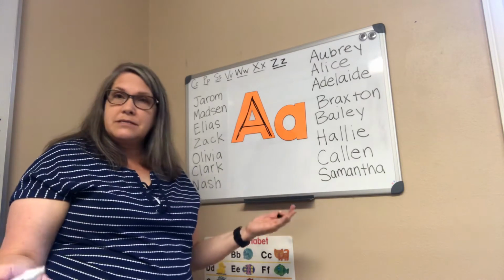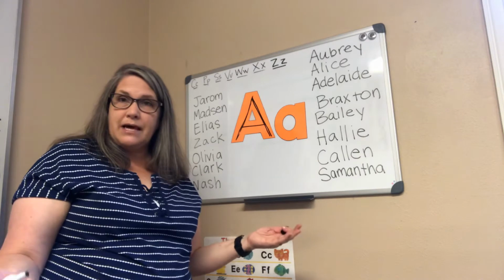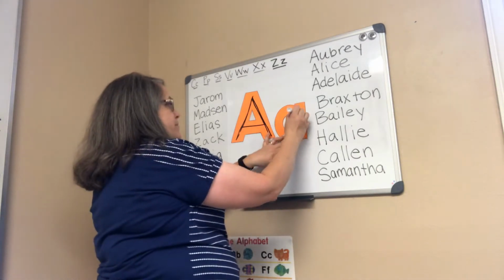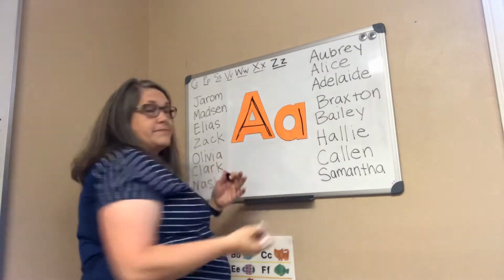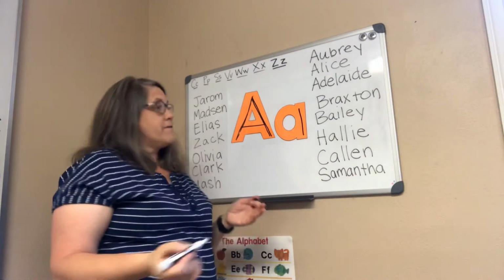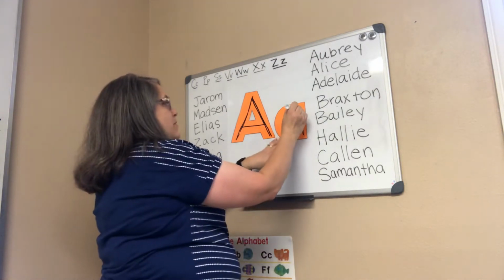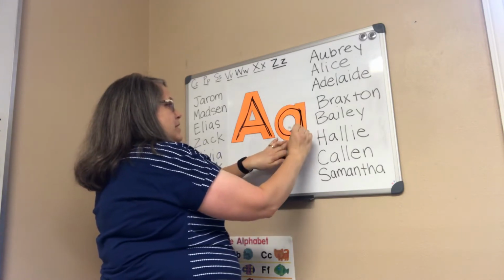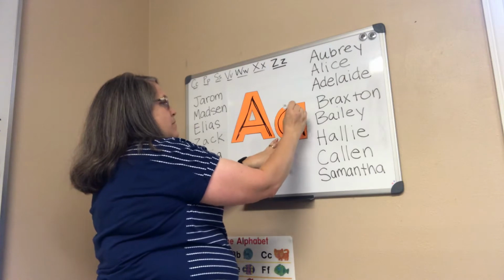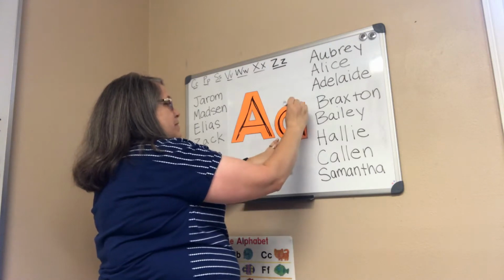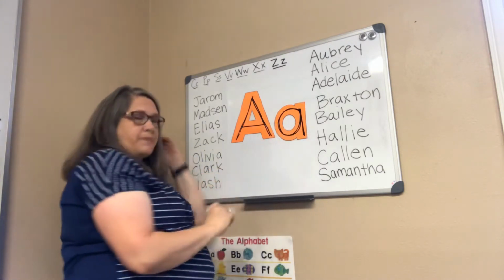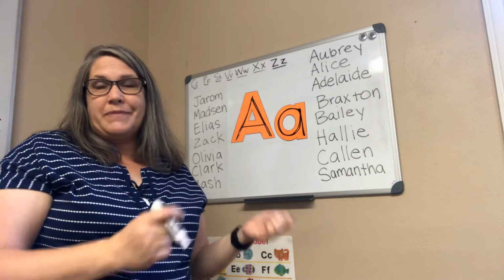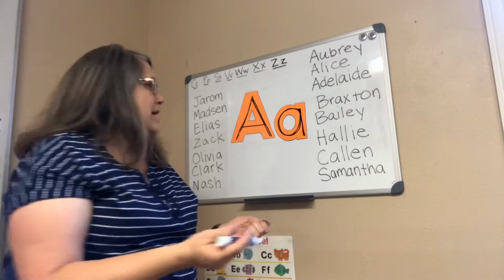Now, does lowercase a have any straight lines? It does. It has one right here. But when we make it, we make the first part first, which is a round part. So we go around, and when we get right up here again, we can go straight down. If you start your round part any other place, it won't work, and you'll be putting your line down in a weird place.